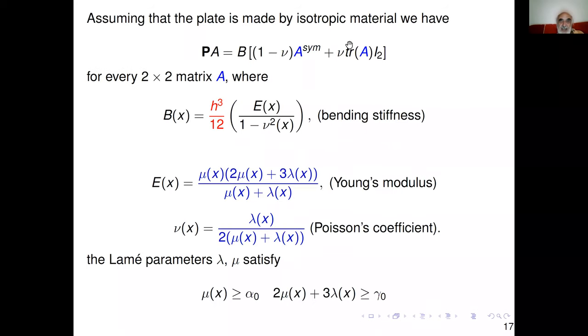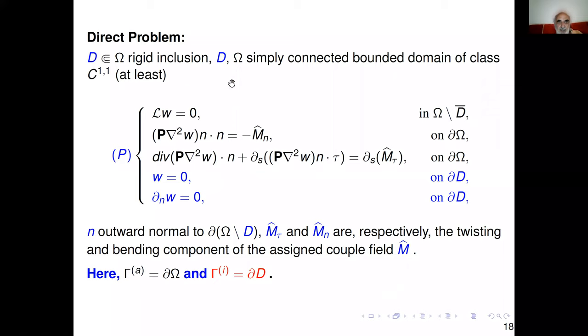But we assume that the material is isotropic. So the plate tensor has this particular form, P of A, where A is a matrix, is equal to B times (1 minus nu) the symmetric part of A, plus nu the trace of A times the identity in R2. And B is the bending stiffness, E is the Young's modulus, and nu is the Poisson coefficient. And the Lamé parameters satisfy this condition that gives us the ellipticity. Now, the direct problem is the following.